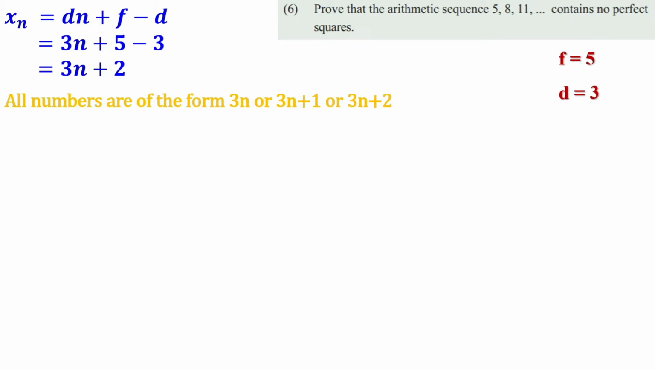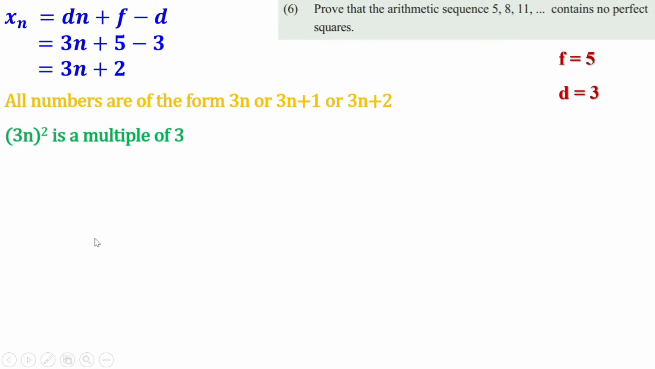Now let us take each of these and take the square. Since 3n is a multiple of 3, its square is also a multiple of 3. That means all those numbers which are multiples of 3, their squares are also multiples of 3. So they are not of the form 3n plus 2.